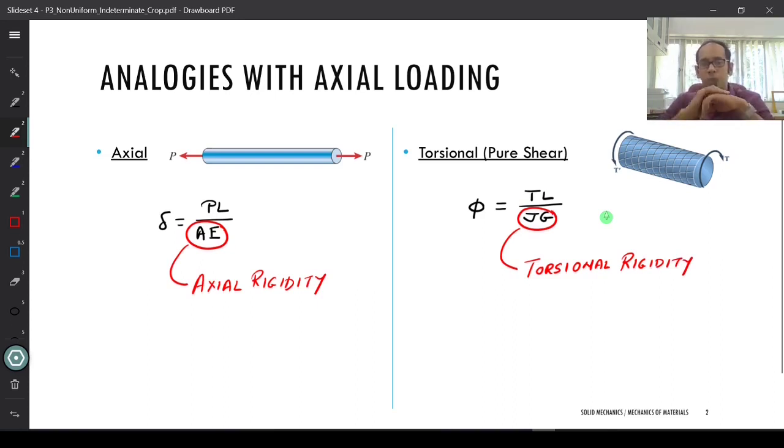Now you will see that once you have established this analogy, some of the concepts that you have studied in axial loading, for example, the indeterminate structure, when you had structures with non-uniform axial loading, can arise in the case of torsion, and analogically you can solve it in a very similar way. So let's go ahead and take a look at some of the problems.